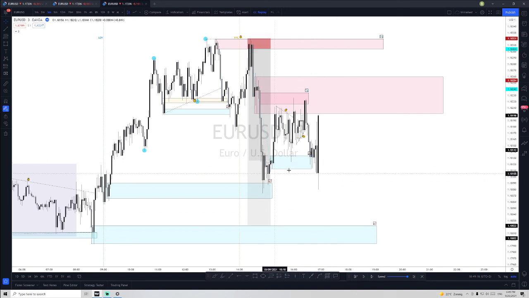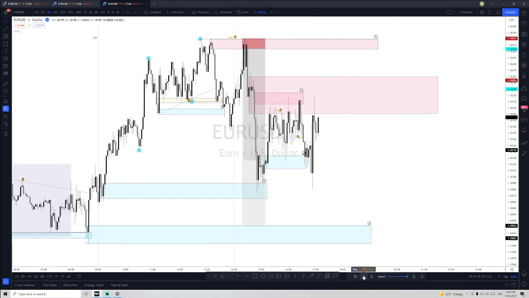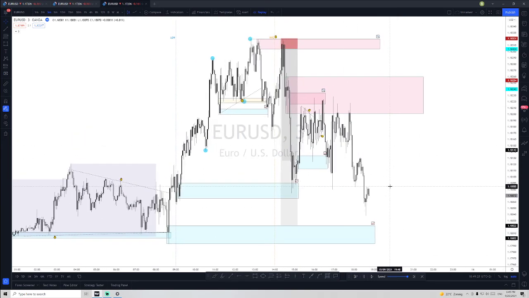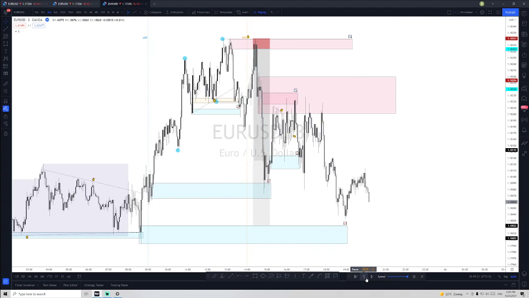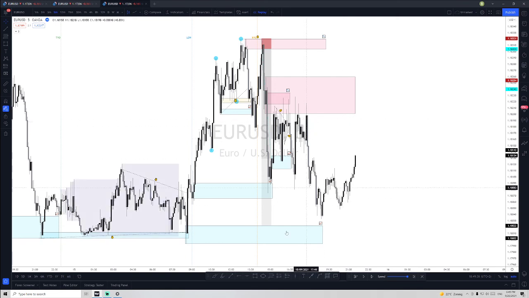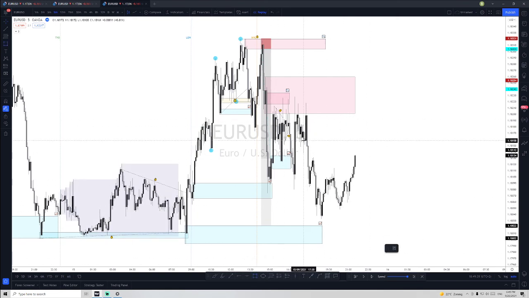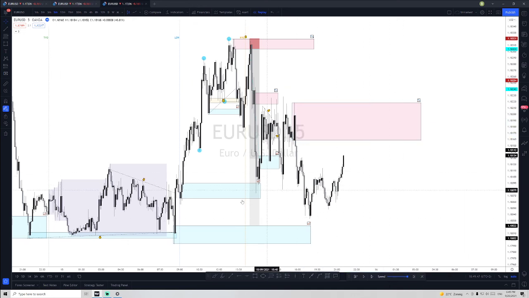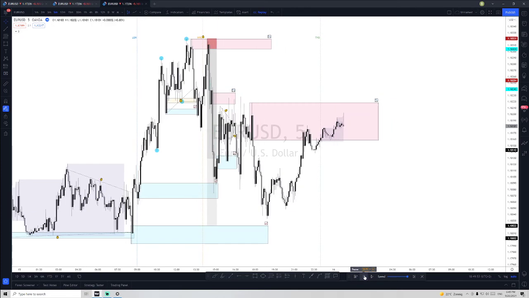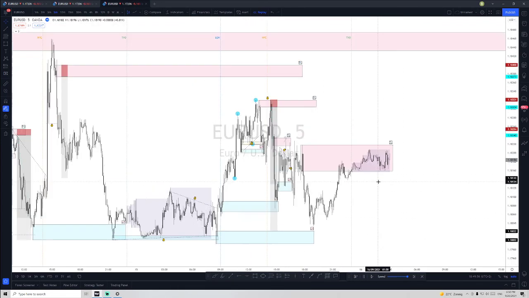Short, breaks the order flow point. Does come in to grab at this high, and then continues its journey. See, in the 5 minutes, we have a new area of supply. All right. And Tokyo, we're done. All right, let's see what happens.